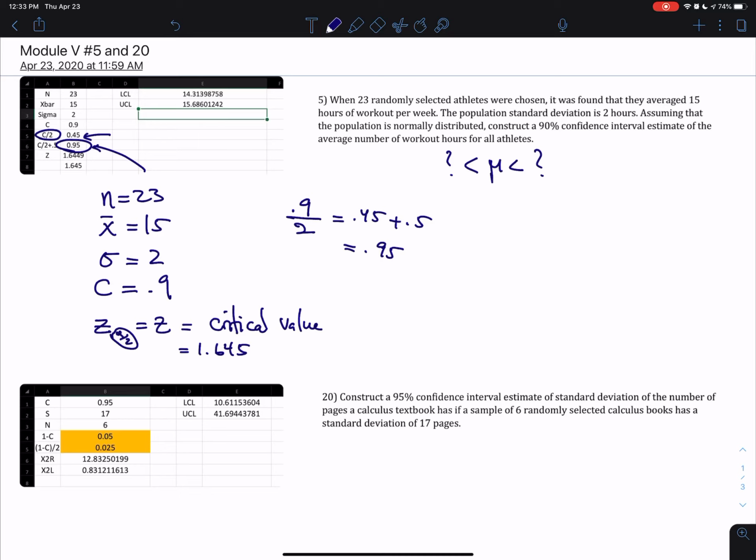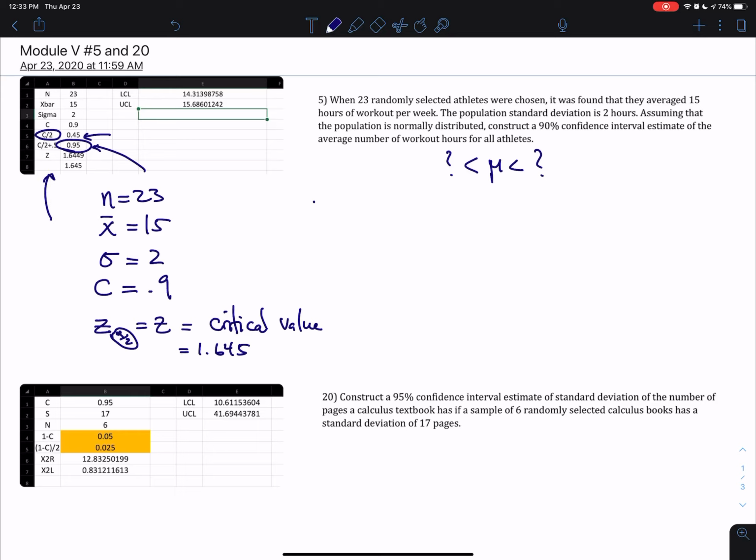So basically my command will be NORM.S.INV, and then you write the probability, which is 0.95. That's half of the confidence level added to 0.5, so 0.95. And if you execute that, it will return that value for you. So let me just erase that, because you could just try it yourself, and you could also see it done here.